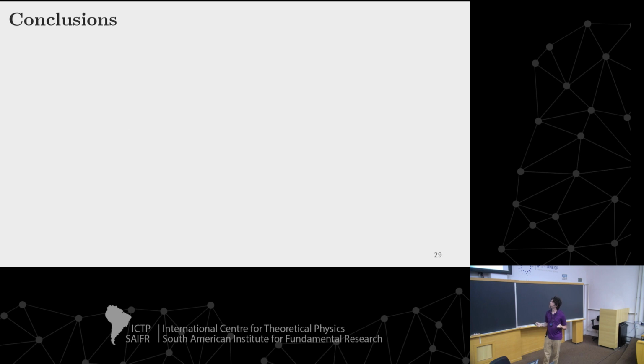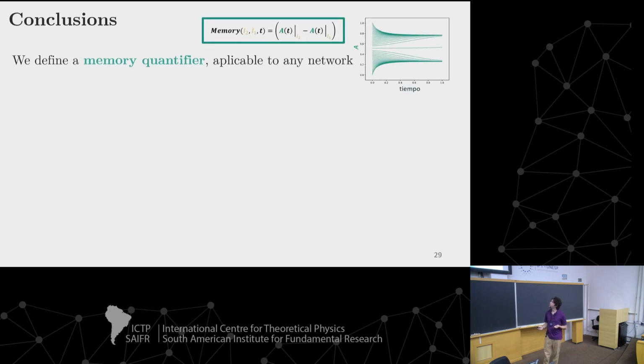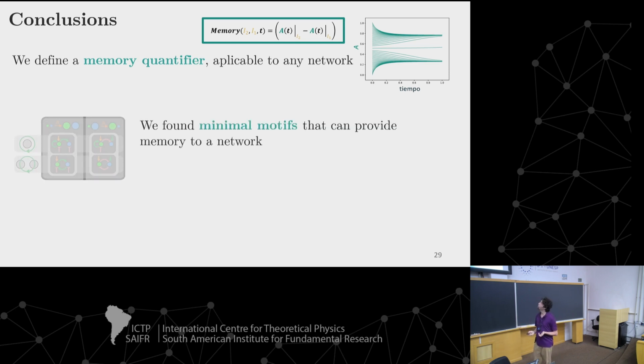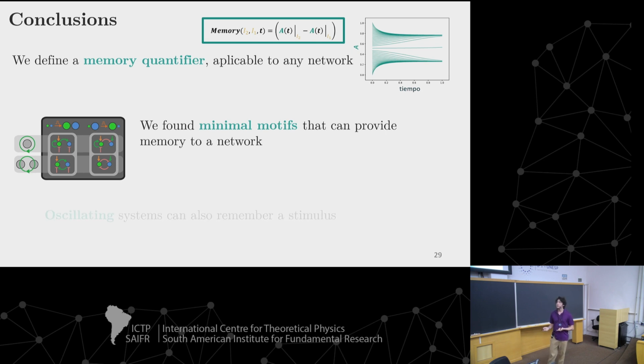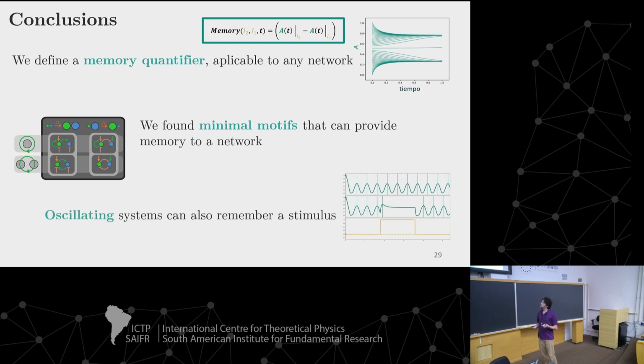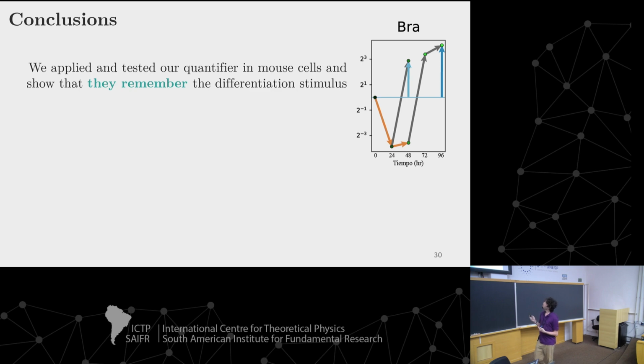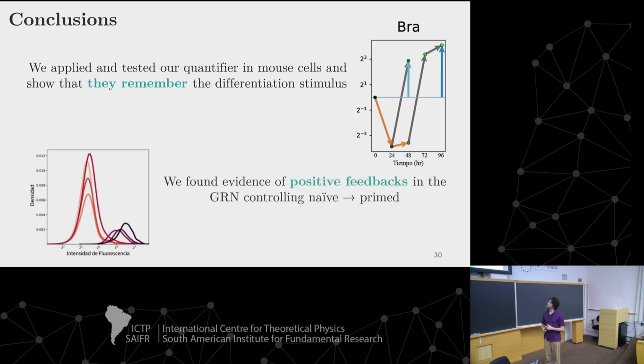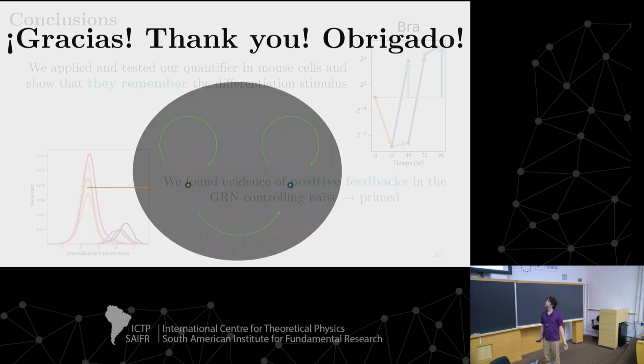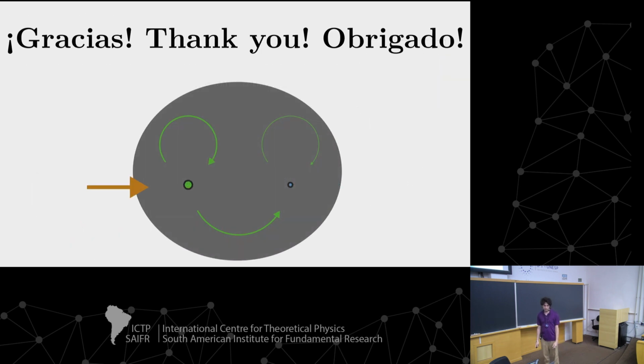And that's the idea. So the conclusions of this talk: we defined a memory quantifier applicable to any network, any topology, any edges you can have. We found minimal motifs that can provide memory to a network, the positive feedbacks. And oscillation systems can also remember a stimulus and give positive to our quantifier. And finally, we tested in mouse embryonic stem cells. So if you have any questions, please feel free to ask.